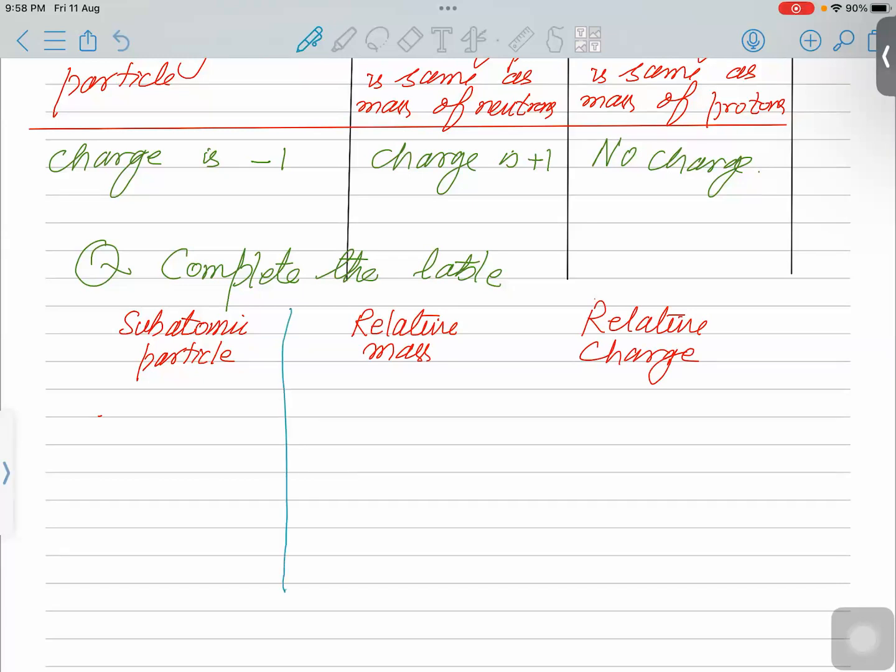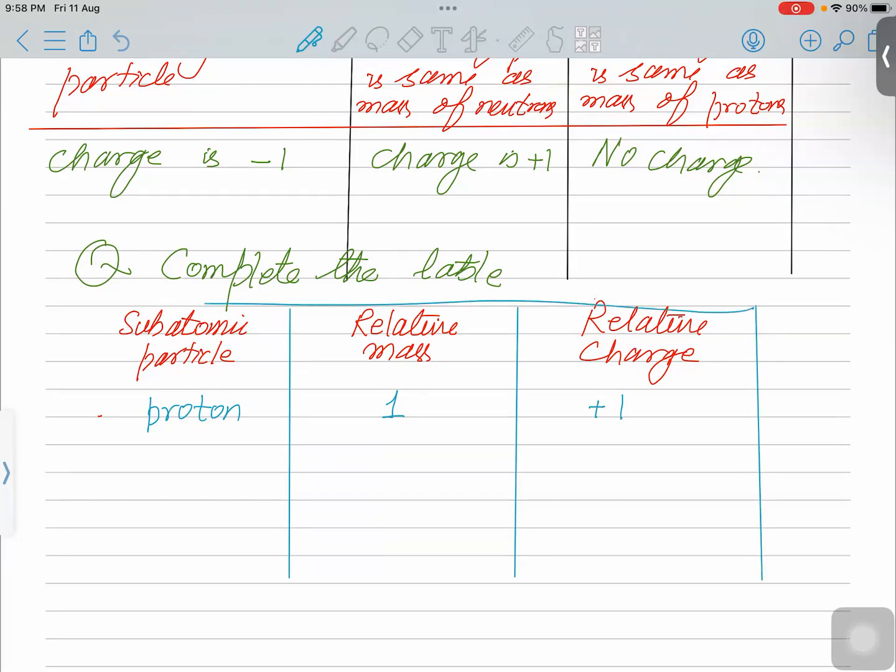Can you tell me the name of the first subatomic particle? Sir, proton. So relative mass is 1, relative charge is +1. Next subatomic particle is electron. Electron is 1/1840 and -1. Then neutron, it's 1 and 0. Relative charge is 0. So you have to memorize these numbers, right?